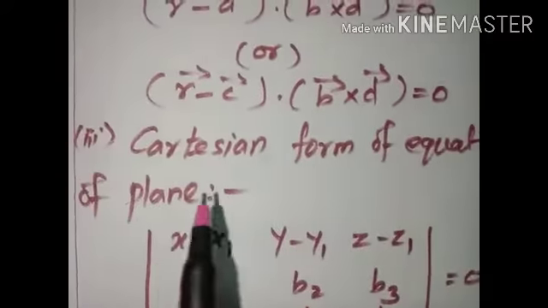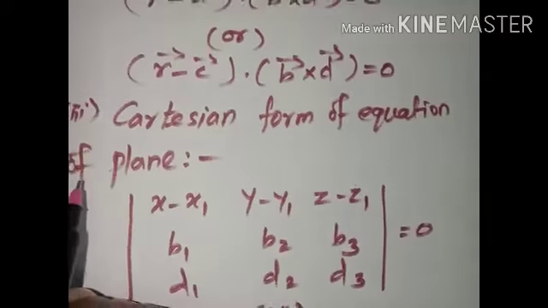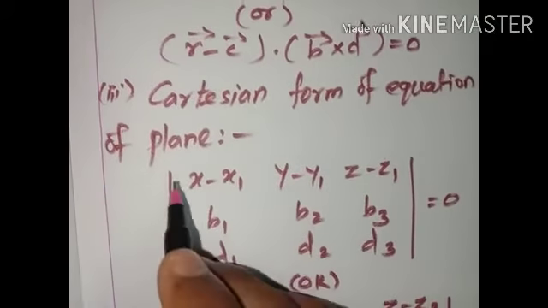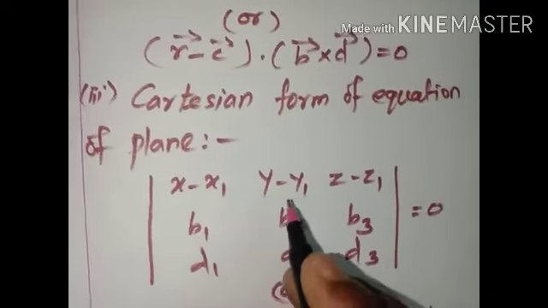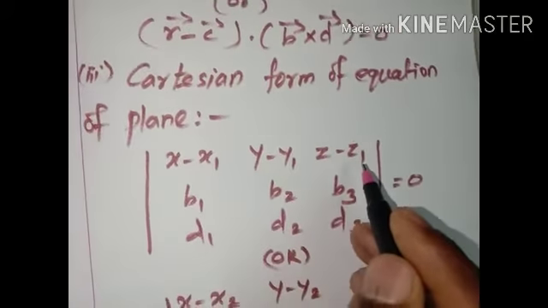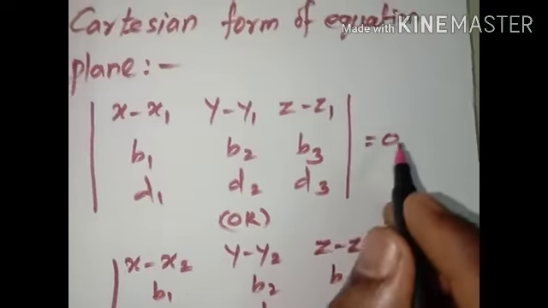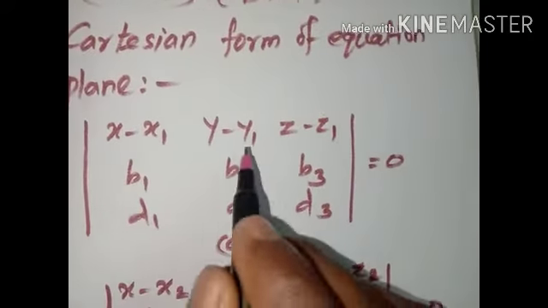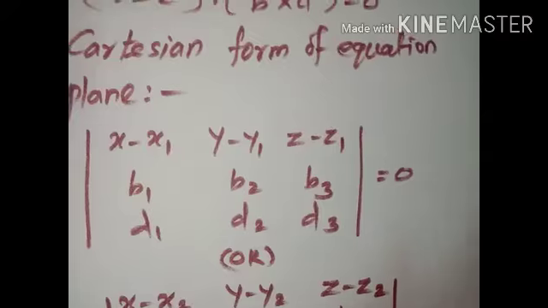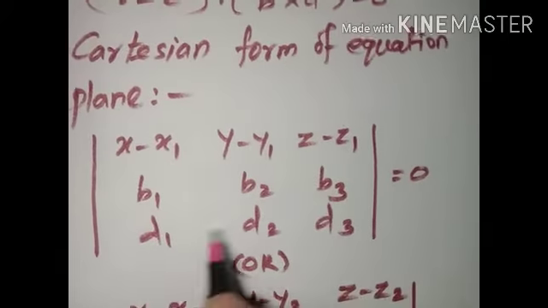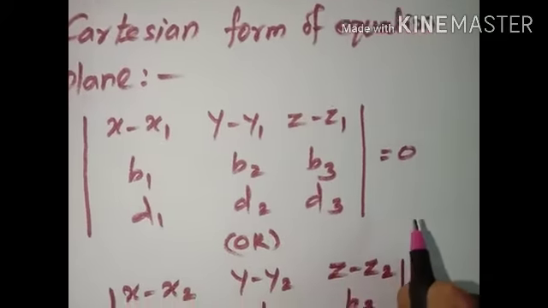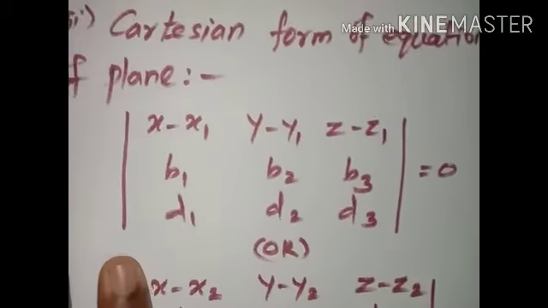And the third one, the Cartesian form of the equation of the plane. The determinant of x minus x1, y minus y1, z minus z1, b1, b2, b3, d1, d2, d3 equal to 0. Now x1, y1, z1 is a point, and b1, b2, b3 and d1, d2, d3 are vectors.